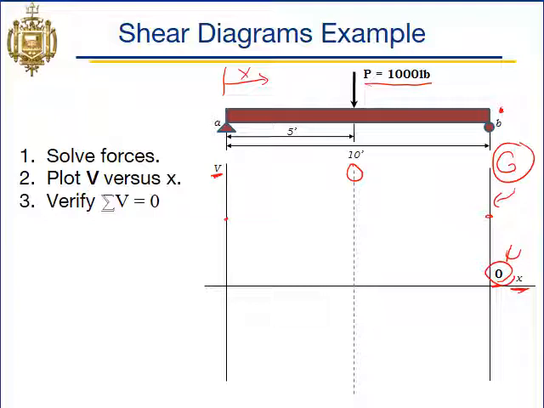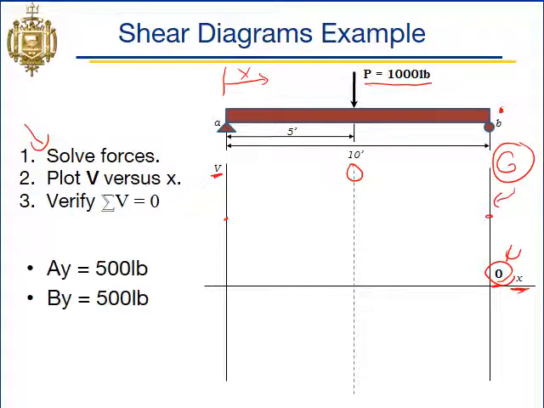All right, so here's our process. First we need to solve for our reaction forces. This one's pretty easy. We've got a 1,000-pound load in the middle of a 10-foot beam, right? So AY and BY are 500 pounds, right? Half of that 1,000 is going to either the pin or the roller.